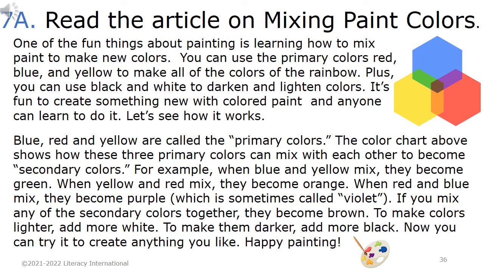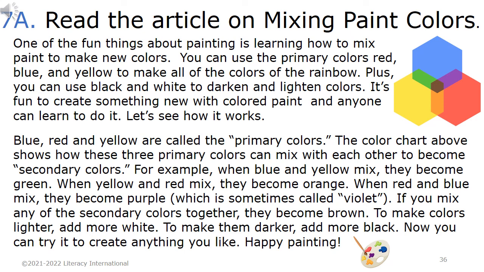7A. Read the article on mixing paint colors. One of the fun things about painting is learning how to mix paint to make new colors. You can use the primary colors, red, blue, and yellow, to make all of the colors of the rainbow. Plus, you can use black and white to darken and lighten colors. It's fun to create something new with colored paint, and anyone can learn to do it. Let's see how it works.